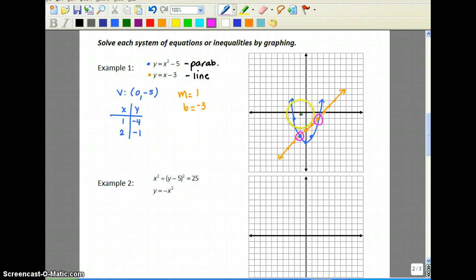That's -1, -4. And this one is 2, -1. So those are your solutions. So just like when we graphed two lines as a system where they crossed was the answer, now it's just different pictures.